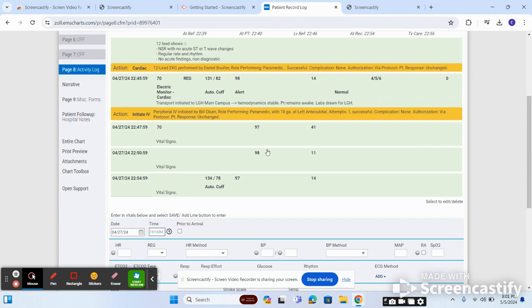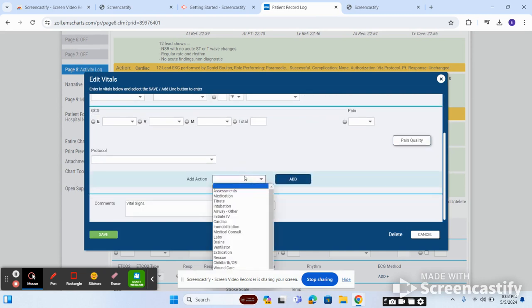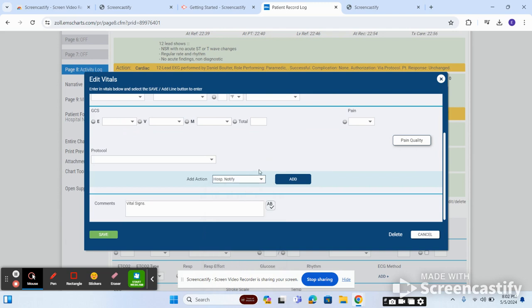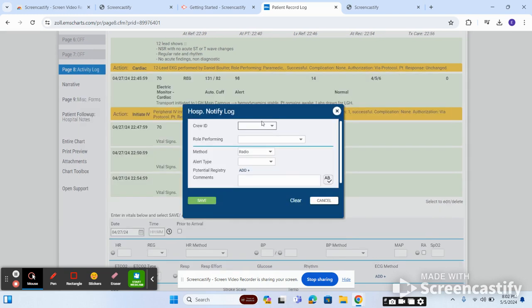Okay. And then we had talked about just after transport, we were going to notify the hospital that we're bringing them a stroke patient. So we're going to click on this one right here. We're going to get rid of this erroneous 41. We're going to say that's 14. And we're down here going to say hospital notify. So we're going to hit add. And because I'm in the back, I'm going to say I did it.